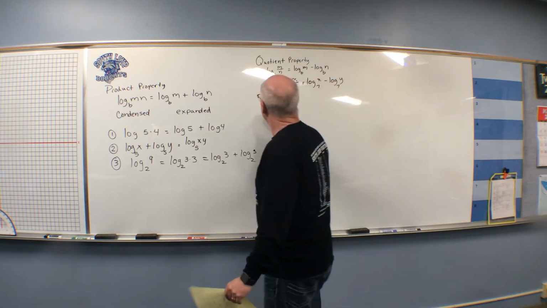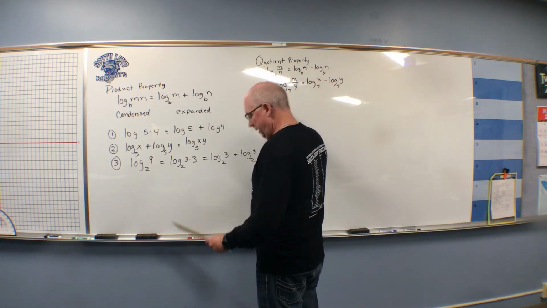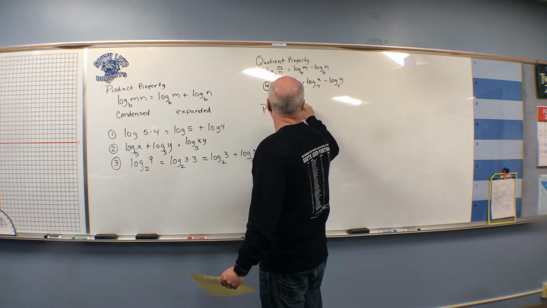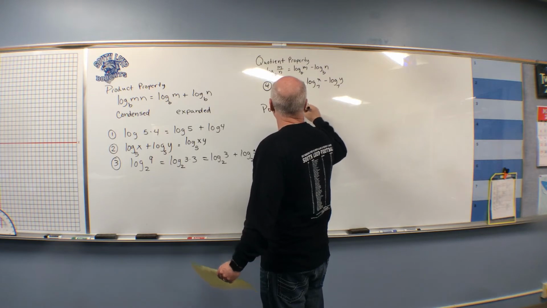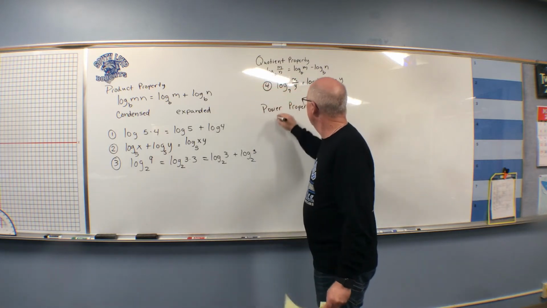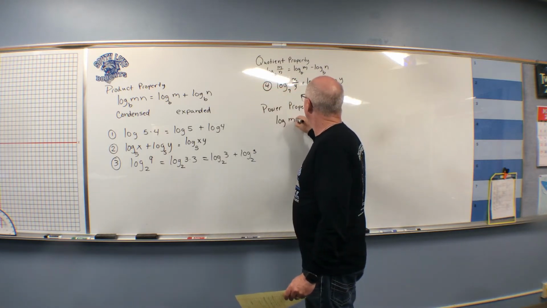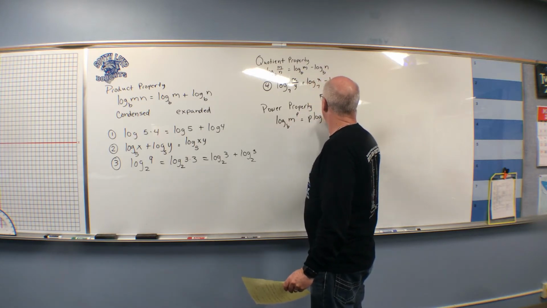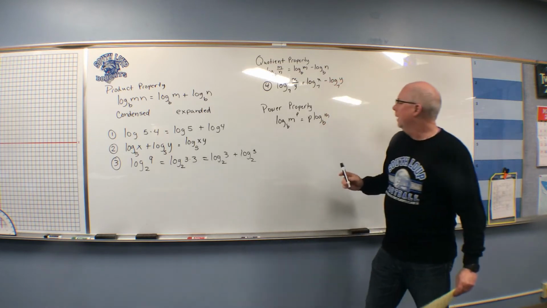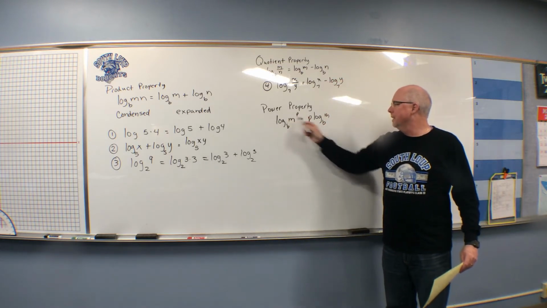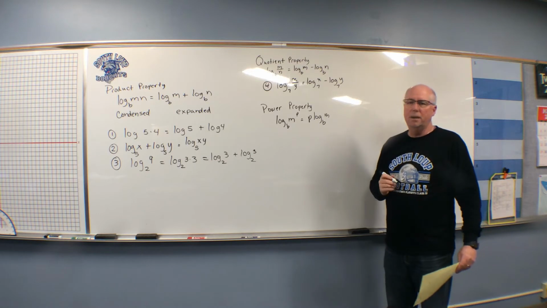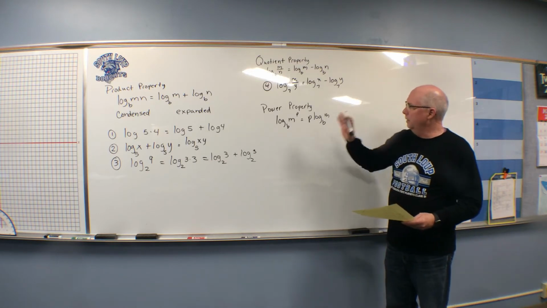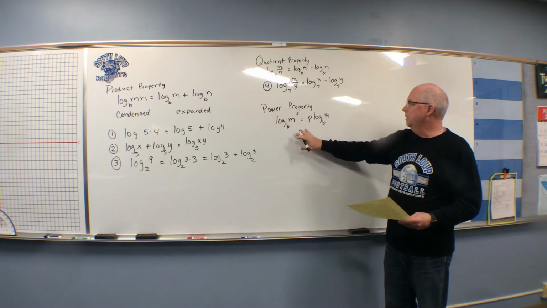And the last one we're going to talk about is the power property of logarithms, which says that the log of m to the power of p base b equals p times the log of m base b. So what happens to the power is it comes out front and is multiplied by the logarithm. We've kind of used all three of these. This one is pretty straightforward.